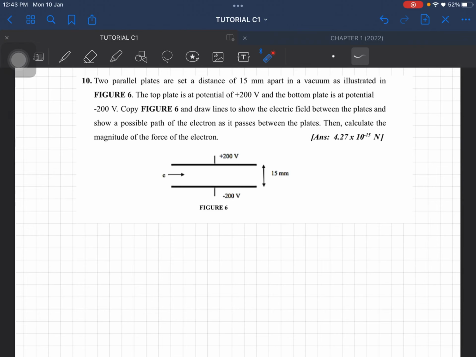Okay, so an electron is negatively charged. So as it goes here, it should go towards the positive plate lah. Okay, so that is the direction, and then we have to draw the electric field. Remember, electric field goes from the positive to the negative plate. Okay, so I can just draw something like this.